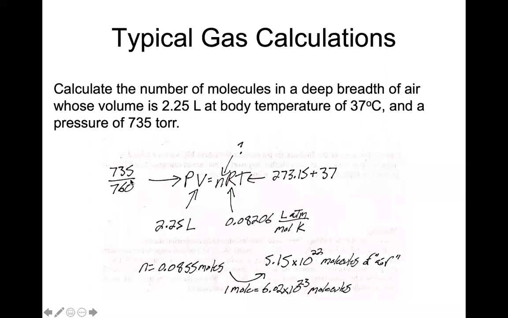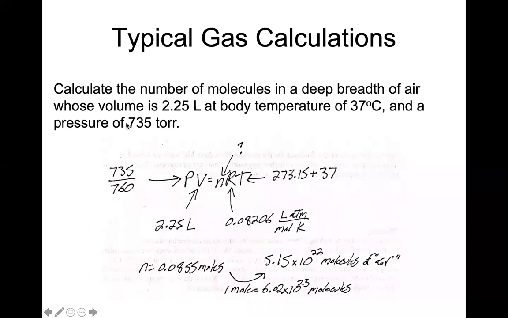When I have to do my conversions, I write those on the outside. So I need to convert from torr, get that into atmosphere. So it's just a ratio. 1 atmosphere is 760 torr. So 735 over 760, that will tell me how many atmospheres it is. It's not quite 1. In order to convert to the temperature, get it into Kelvin, I'm going to take the 37 and add 273.15 to it. I've got one missing term right there. That would be N. That's the number of moles.